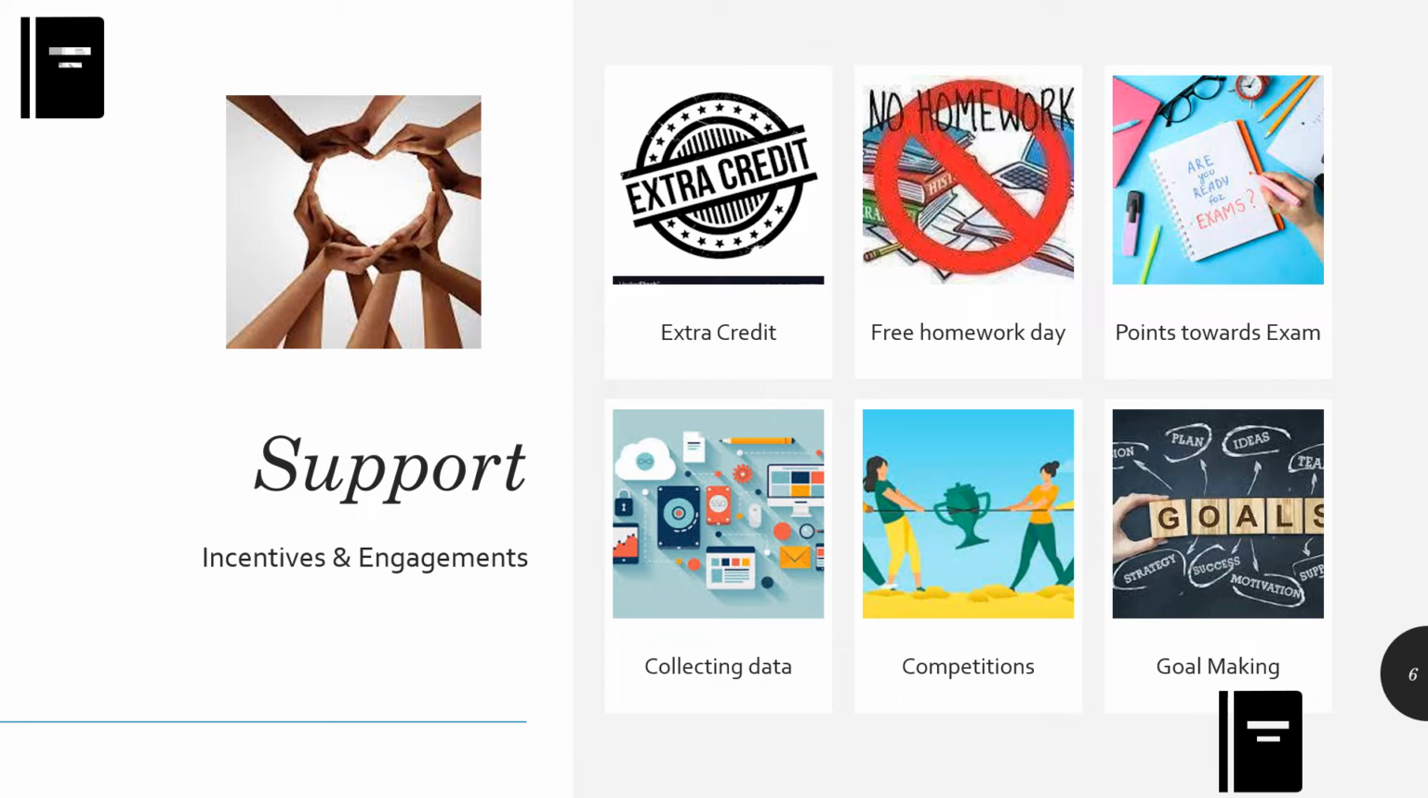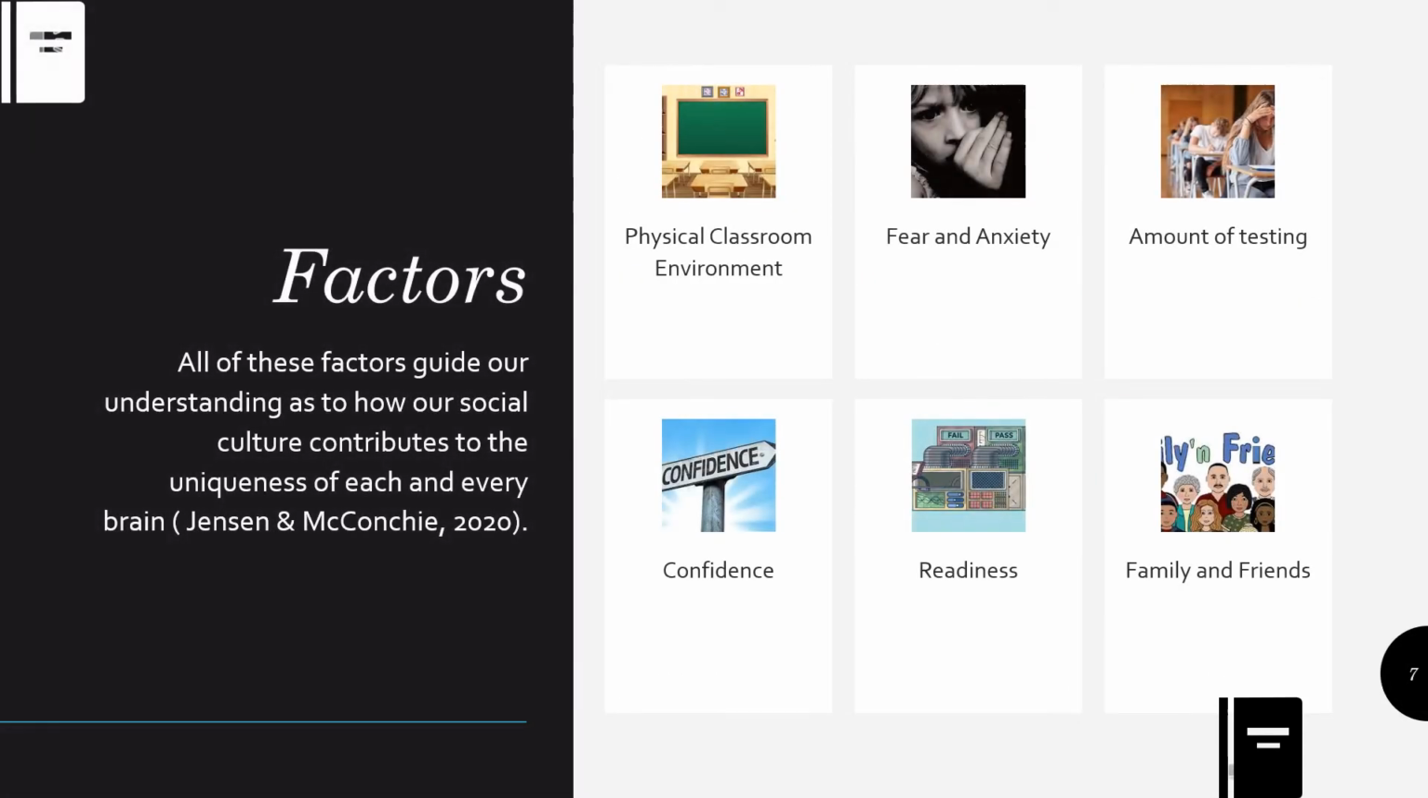The first is collecting data, competitions, and making goals as engagement tools, along with free homework days, to improve testing scores. Many students have problems testing. The hope is that after practicing testing so many times, testing anxiety will lessen. Another factor is giving pre-assessments, building confidence during a short period.